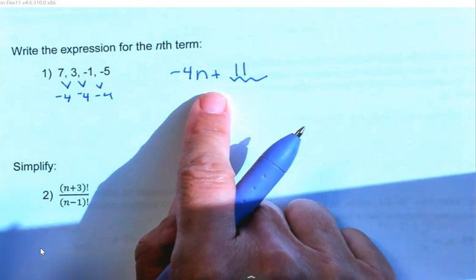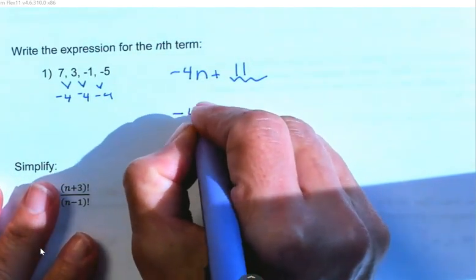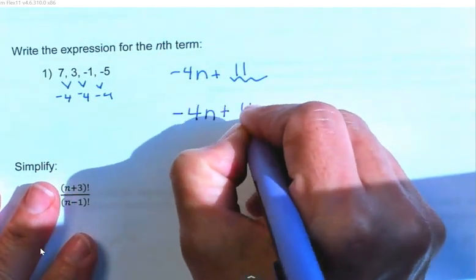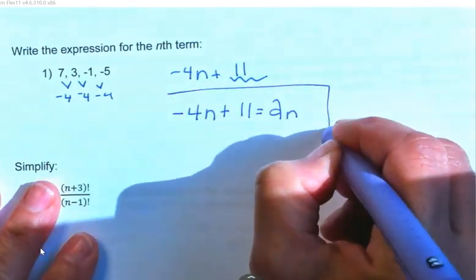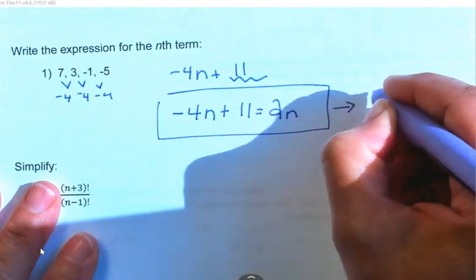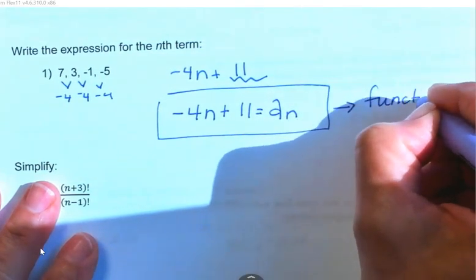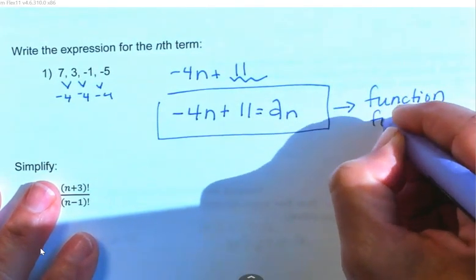Make sure you understand, if I take this expression and set it equal to a sub n, this is called function form. And you need to know that, so you should write that down. That's function form.